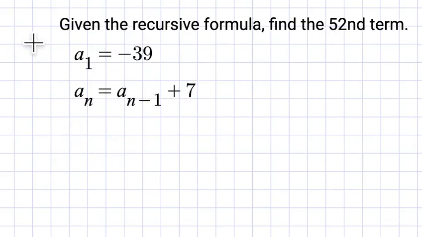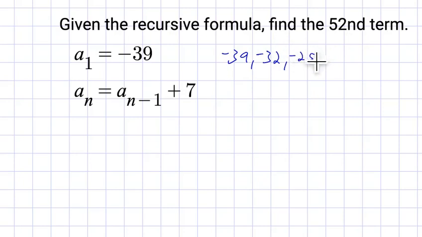All right, here we have a question that highlights the limitations of a recursive formula. We need to find the 52nd term. All right, so we have our sequence. It starts with a -39, and then we keep adding 7. So to get the term we want, we look at the term right before the one we want and add 7. So to get the second term, we're going to look at the first term and add 7. To get the third term, we're going to look at the second term and add 7.